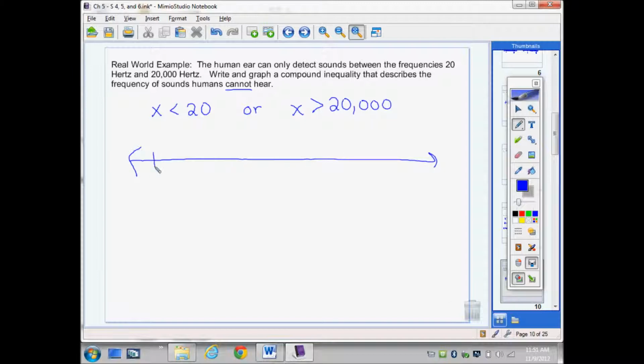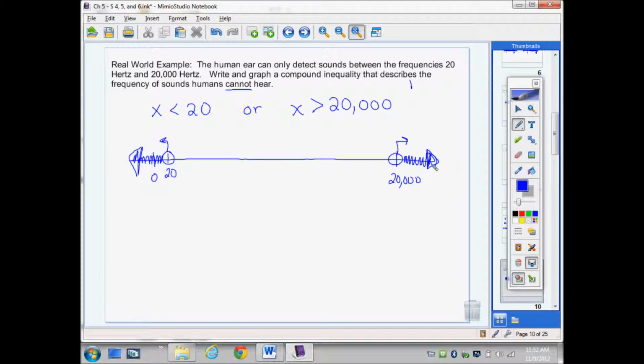Well, let's do this. We'll put 0, and then we'll put 20 right next to 0. And then we'll put 20,000 on the other end. I think 20 would be a bit closer. Yeah, it would. Open circles because they're less than and greater than. Less than is this direction, so we'll shade over here. Greater than is this direction, so we'll shade over here. And this is our union.